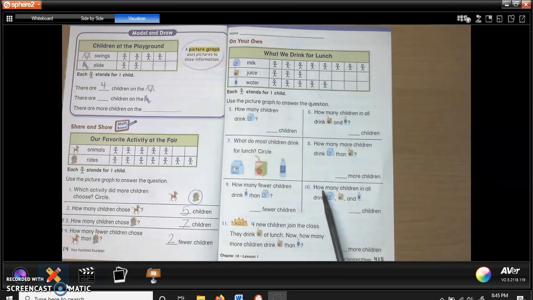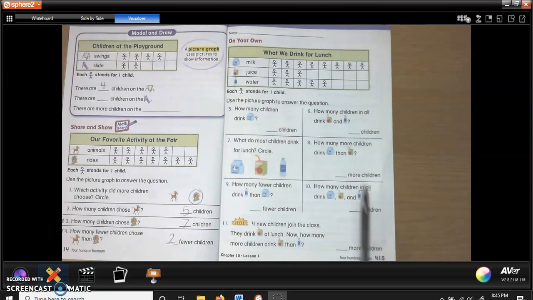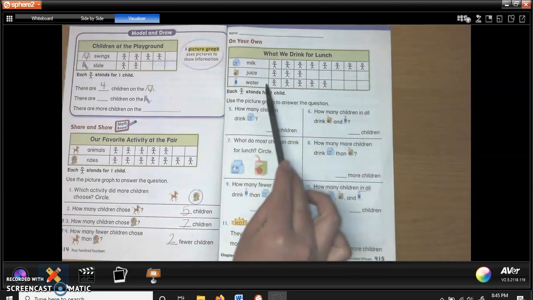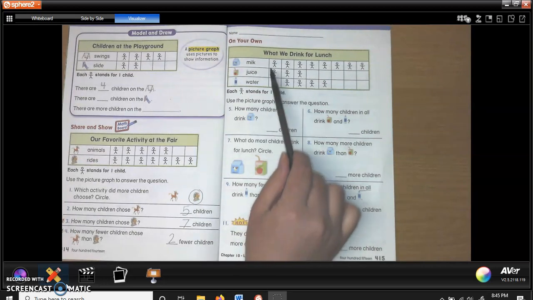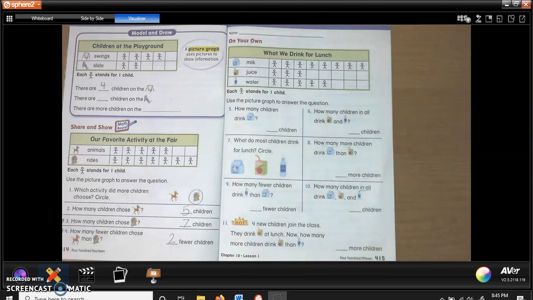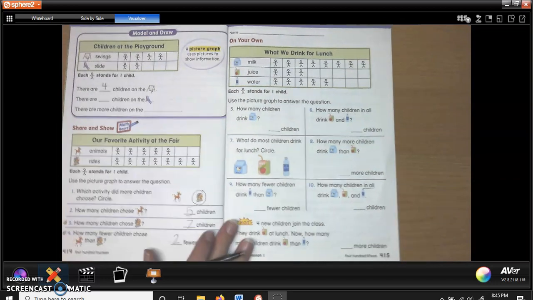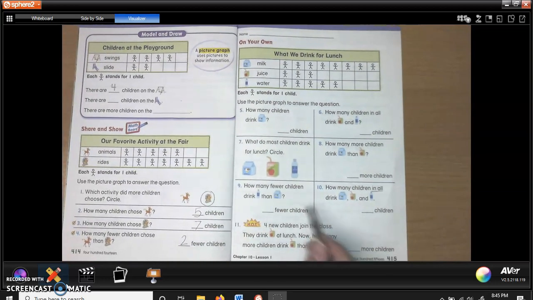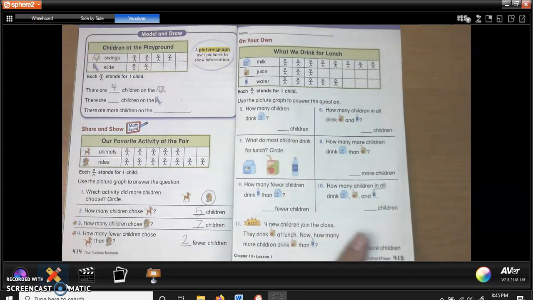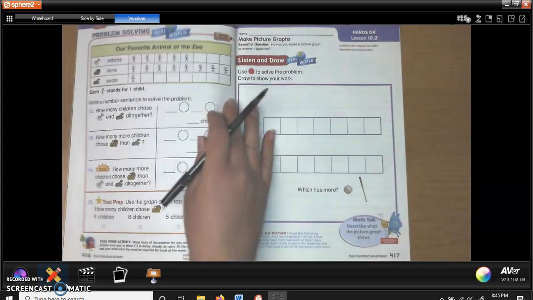Number 10 says, how many children in all, so we have the words in all again, so that means we're adding some together, drink milk, juice, and water. So that means you're going to have to add all 3 of them up. You're going to have to count all of the pictures to come up with your answer for that line. Okay, so that will be what you do on your own on that page.